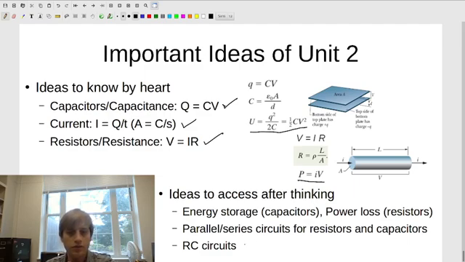And also to be able to think about parallel and series circuits for resistors and capacitors, be able to do a little bit of Kirchhoff's laws, and be able to think a little bit about charging and discharging on RC circuits. Okay, so that's all of Unit 2. It's not a tiny amount of material, but I hope it is masterable.